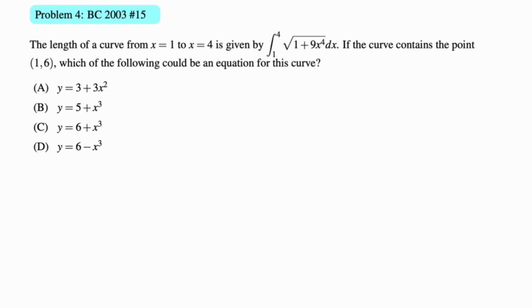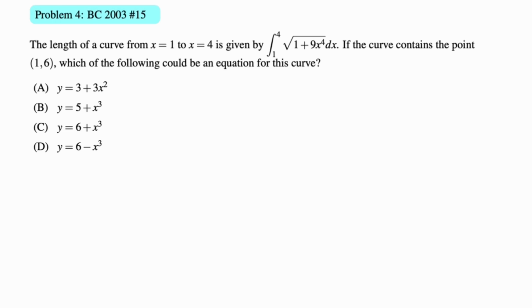Number 4 for us. The length of a curve from 1 to 4 is given by the integral from 1 to 4, square root of 1 plus 9x to the 4th. So that form right there is the arc length of a function. If the curve contains the point (1, 6), which of the following could be an equation for this curve? Honestly, you can use (1, 6) in this problem to bump out C and D, I think, right?